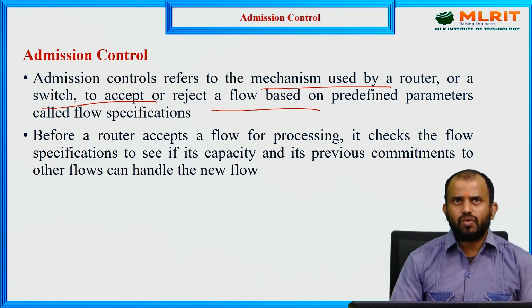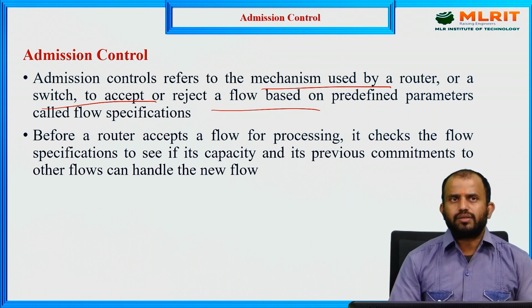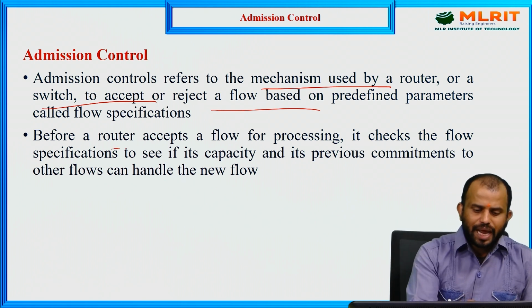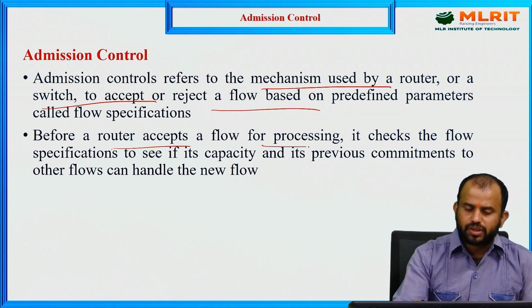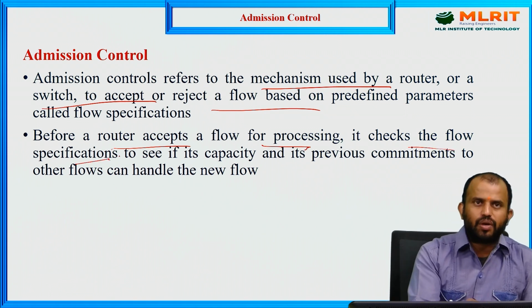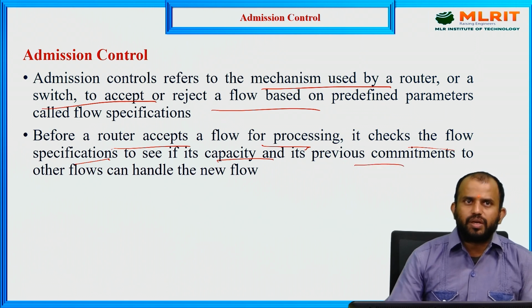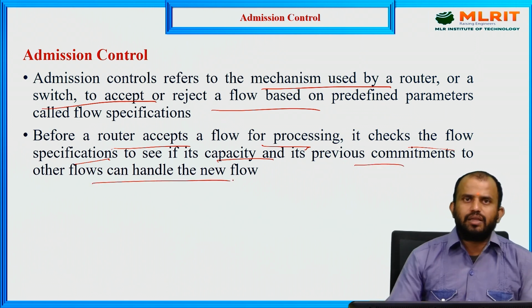So admission control refers to the mechanism used by the router, where the router may take the decision, acting as a switch to accept or reject, based upon the defined parameters of each and every flow specification. Before the router accepts the flow, it checks the flow specification value, we have to understand the capacity, and we have to use previous commitments to other flows to see whether it can handle the new flow.